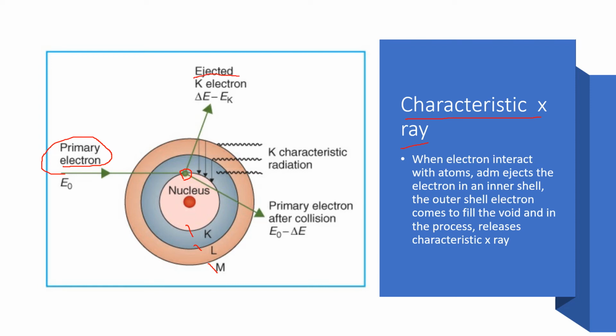Now the K electron is ejected. It is given by this equation. Now it is ejected, and there is a void here. So what happens is the electrons from the L shell and the M shell jump here to cover this void. As a result, due to the energy difference, there is an energy radiation here. Now this is called characteristic radiation.